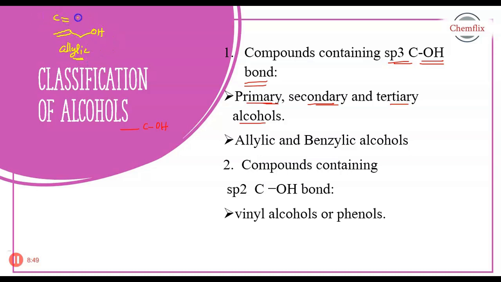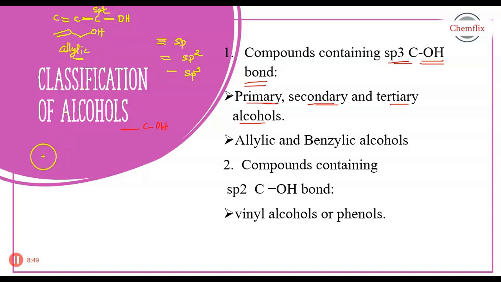C double bond C, then a single bond to C, and then this OH is attached to this carbon atom. This is exactly what allylic means. There you can see this sp3. It is a trick: if there is a triple bond, then it is sp; if it is a double bond, then it is sp2; and if it is a single bond, then it is sp3. So here you can see this one is a single bonded carbon, that means an sp3 carbon.